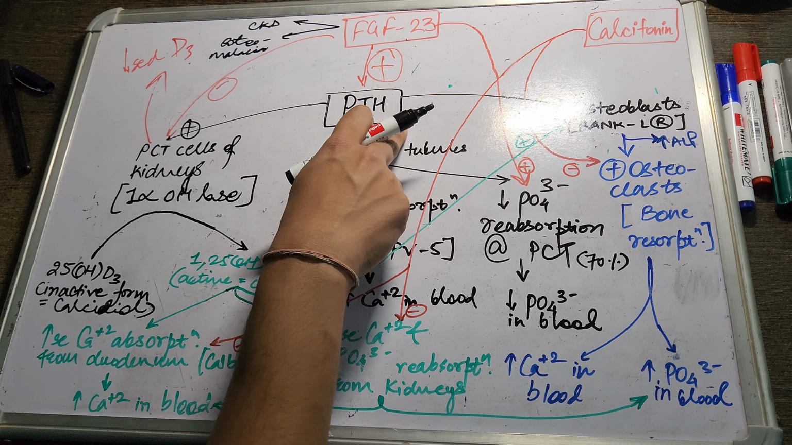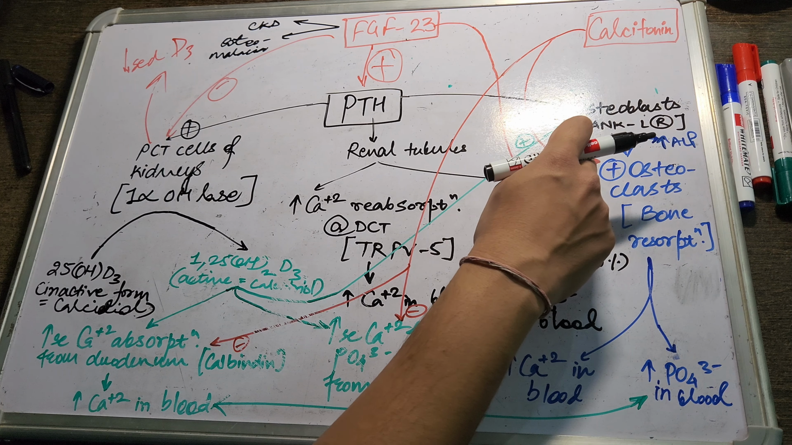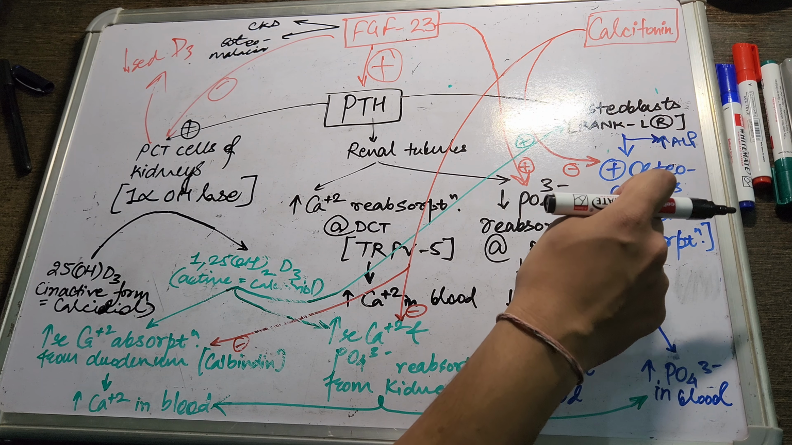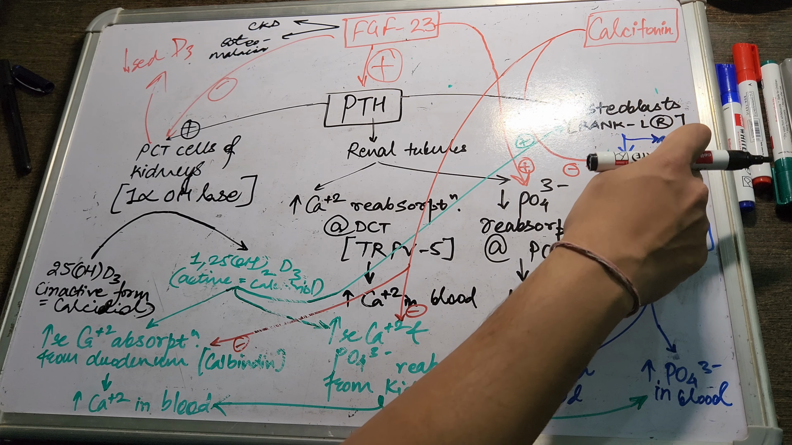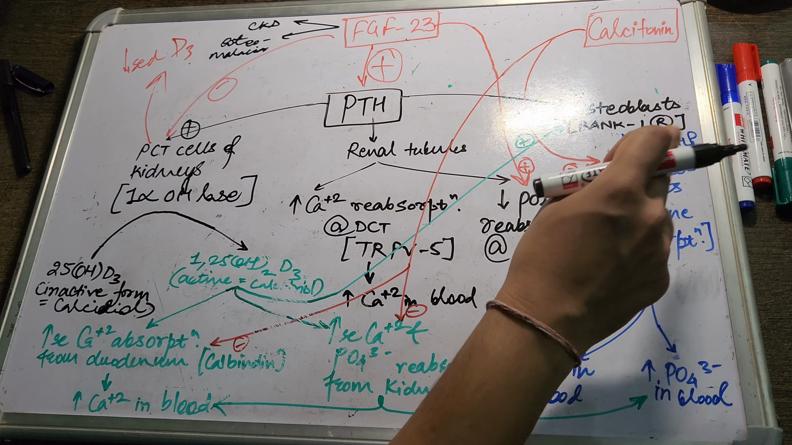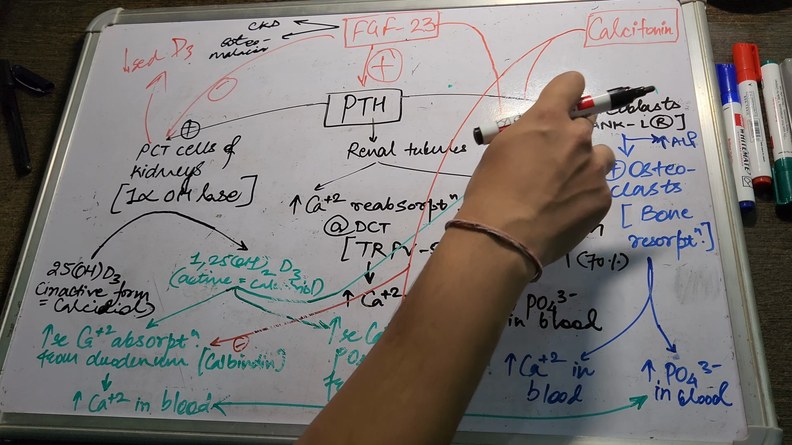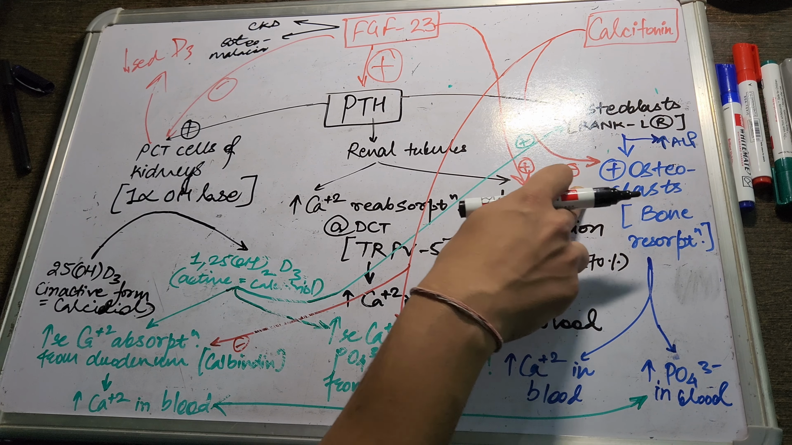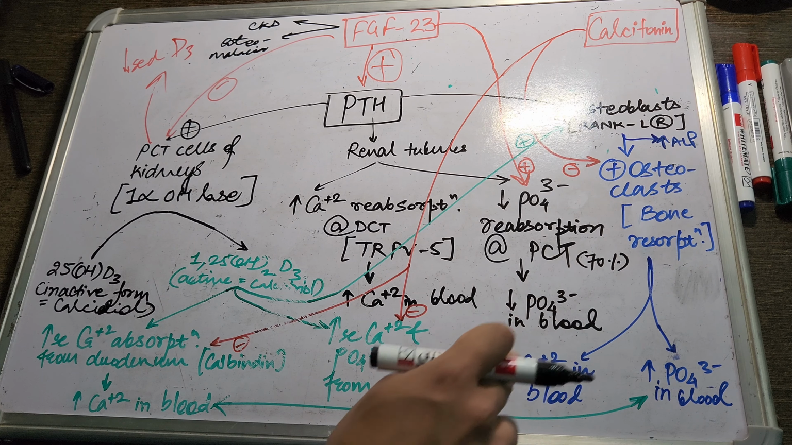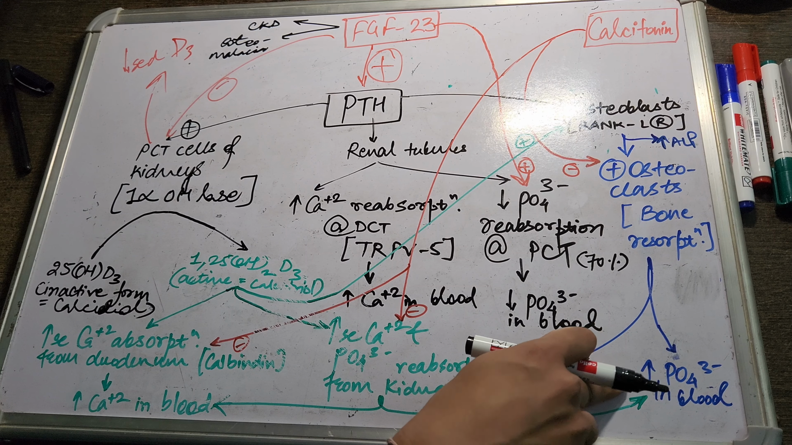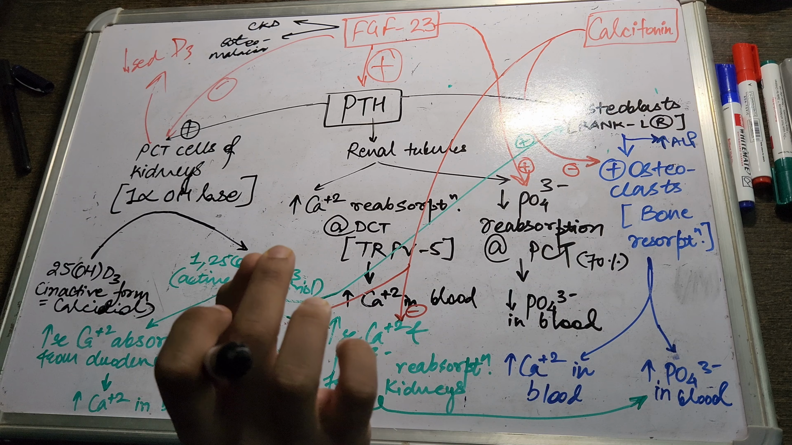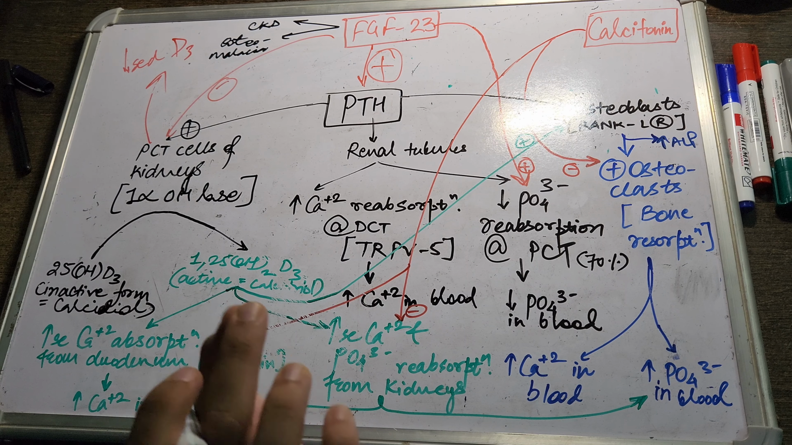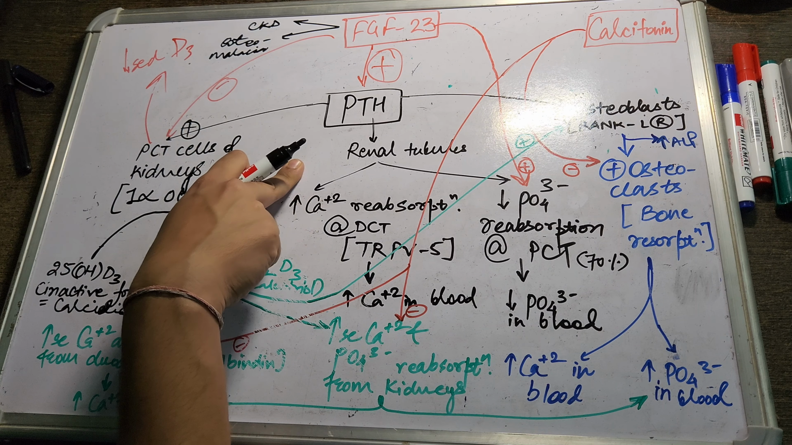Now coming to the third action of parathyroid hormone, it is the activation of osteoblast, which in turn activates osteoclast, and whenever the osteoblasts are activated, there is increase in the level of a serum enzyme called alkaline phosphatase. Now coming back, osteoblast activates osteoclast, osteoclast causes bone resorption, which in turn increases calcium and phosphate concentration.